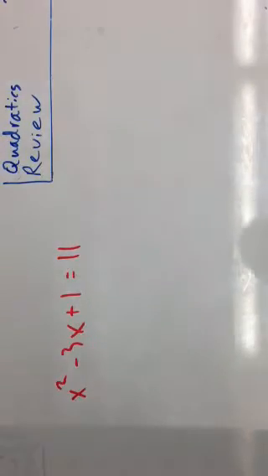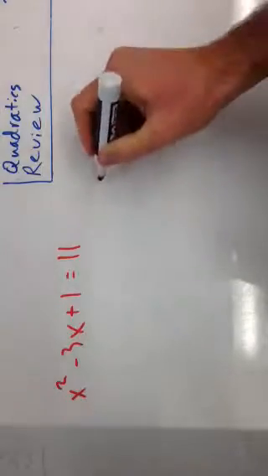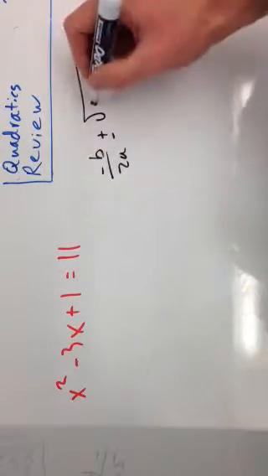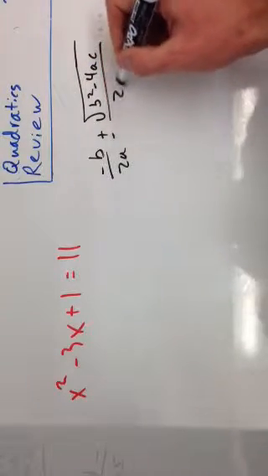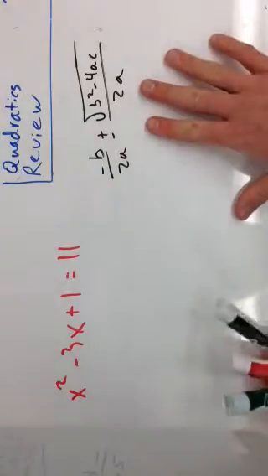These next couple examples we want to solve with the quadratic formula. And the quadratic formula is negative b over 2a plus or minus the square root of b squared minus 4ac, over 2a. So I want to solve this thing with the quadratic formula.